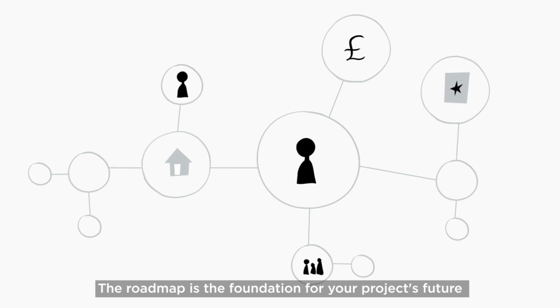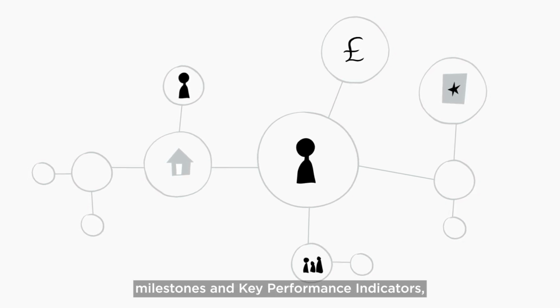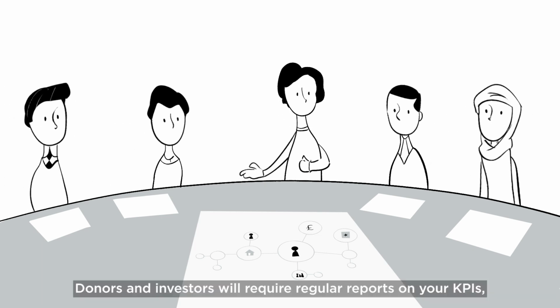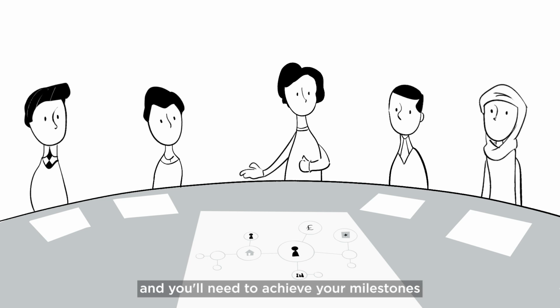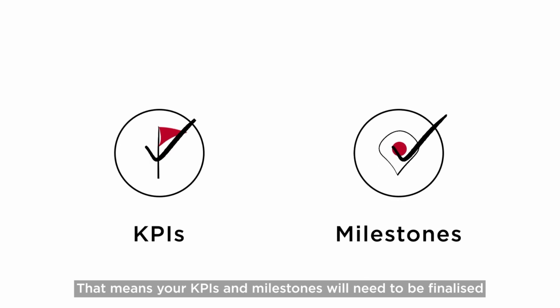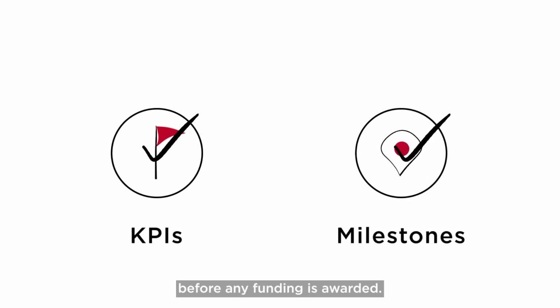The roadmap is the foundation for your project's future milestones and key performance indicators, known as KPIs. Donors and investors will require regular reports on your KPIs, and you'll need to achieve your milestones to be eligible for grant payouts. That means your KPIs and milestones will need to be finalised before any funding is awarded.